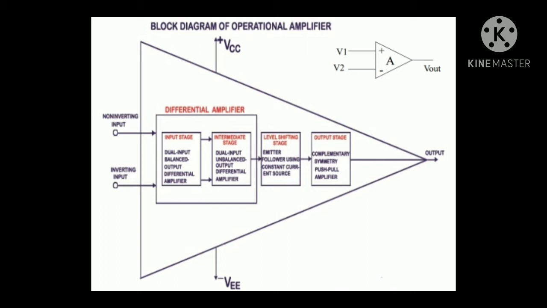In this we have shown two inputs. One is the non-inverting input, the other one is the inverting input, two bias voltages VCC and VEE, and an output. In its symbol, however, we do not show these bias voltages, and we only show two inputs and a single output, as you can see at the top of the diagram. So this is the block diagram of the operational amplifier and its four stages.